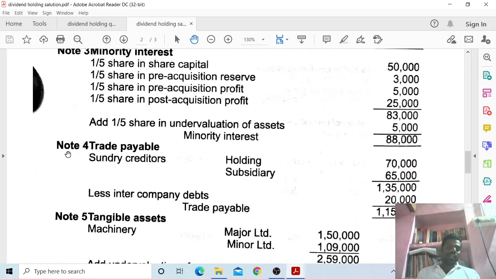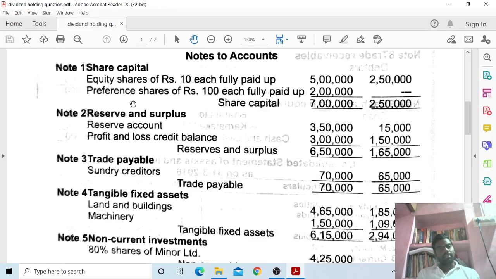Next, trade payables, note number 4. Trade payables, sundry creditors of the holding company 70,000, you have to take under trade payables.